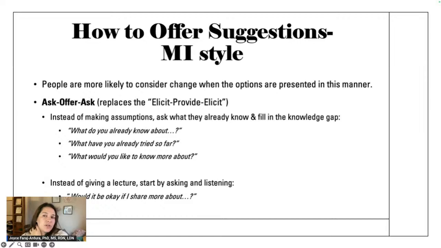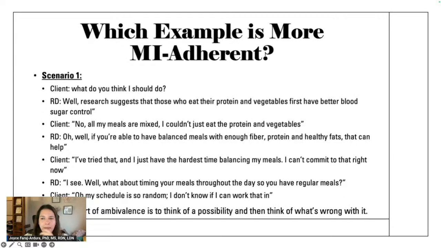So I'm going to show you some examples. I have 2 examples. This is scenario 1. Then I'm going to go into scenario 2. Scenario 1 is a very typical scenario. And in this one, the client might be saying, okay, so you're the dietitian. What do you think I should do?